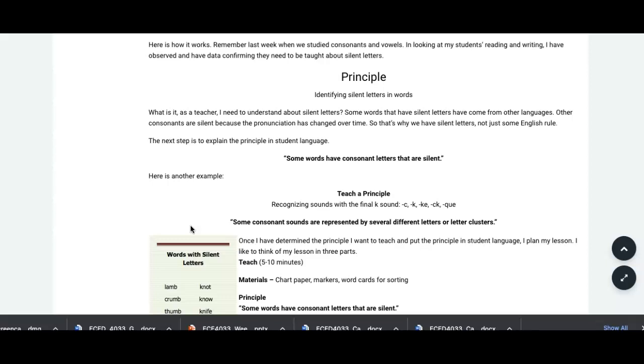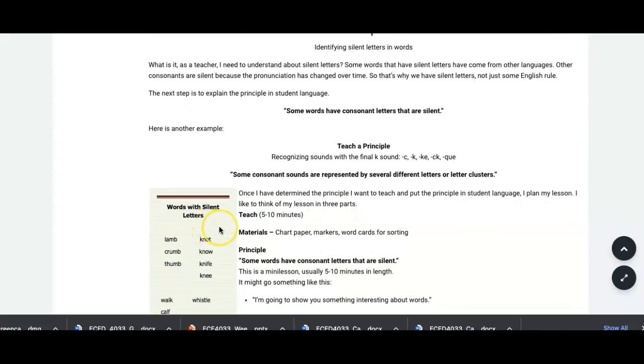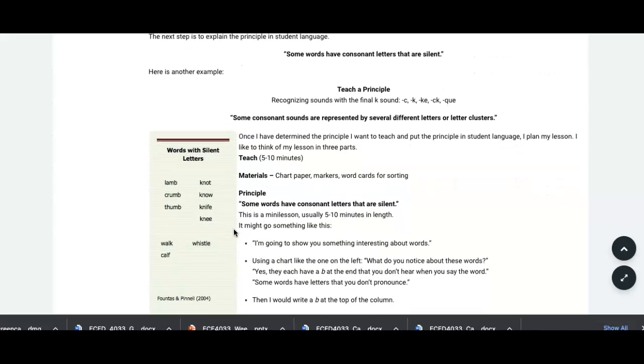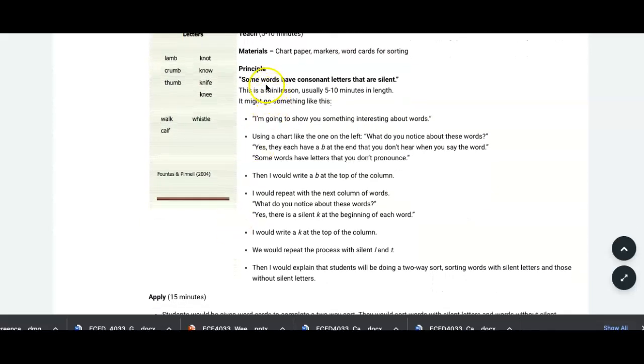So once you know the principle that you're going to teach to the students, then you're going to have materials for the students to work with to practice that principle. And please note, it's not a worksheet. This is an activity where they're manipulating things. Here is the example for this lesson. Some words have consonant letters that are silent.